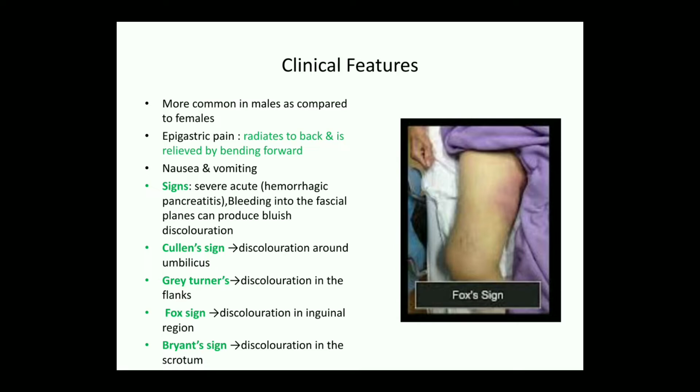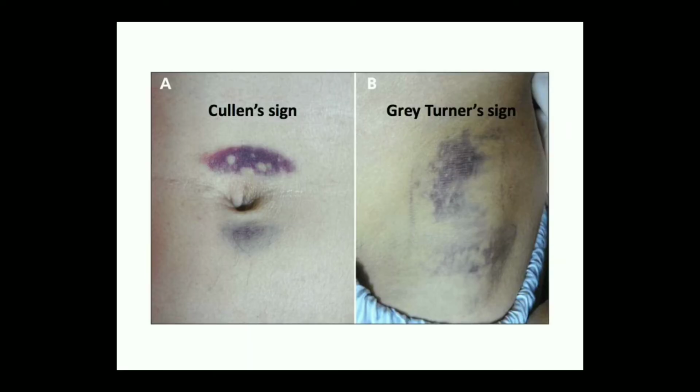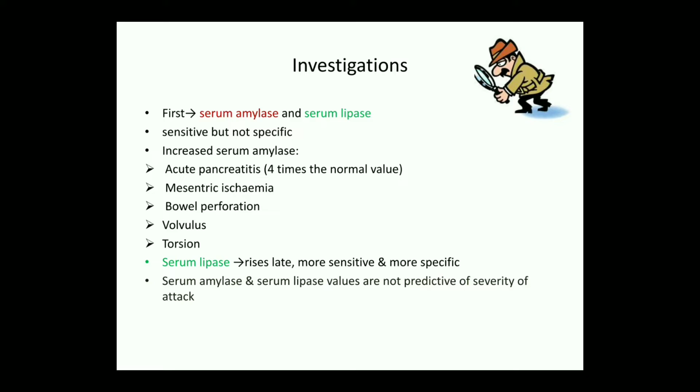And to memorize easily, we can remember like this: Cullen sign, C for central, so umbilicus is the central, so Cullen sign is the discoloration around the umbilicus. And here in figure A, it is Cullen sign, which is discoloration around the umbilicus, and B is Grey Turner sign, which is around the flanks. So we have looked into the causes, signs and symptoms.